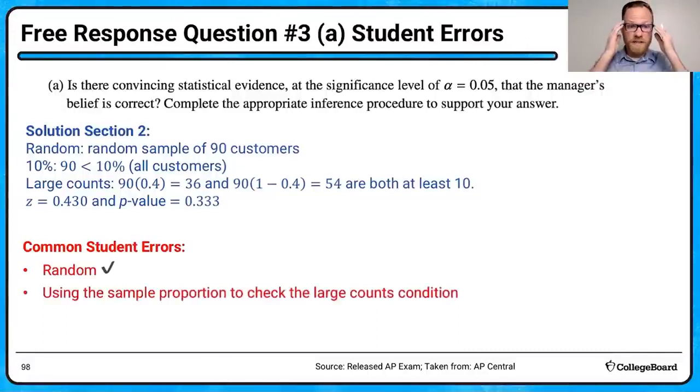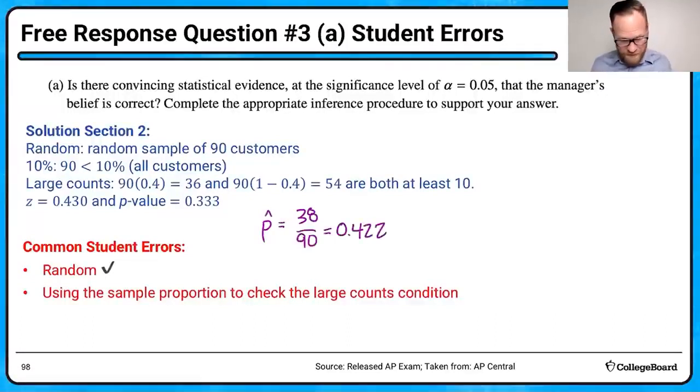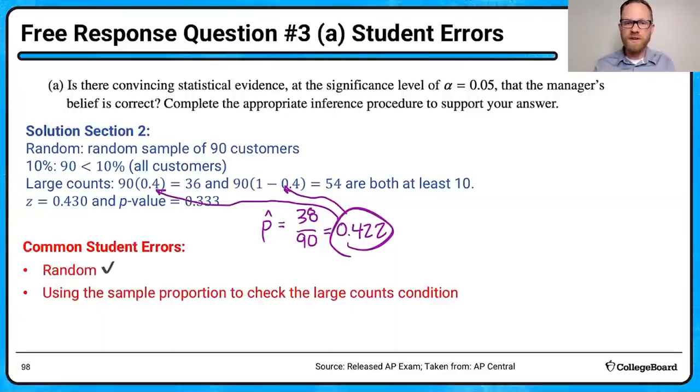The next common student error is using the sample proportion to check the large counts condition. So the sample proportion here, p hat, that was the 38 out of 90, which was about 0.422. And sometimes students will incorrectly use that value here when they're substituting in for n times p and n times 1 minus p. Remember, when you're doing a significance test, you assume the null hypothesis is true, and the null hypothesis here said that p is equal to 0.40, which means you should use that p equals 0.40 when you are checking the large counts condition.